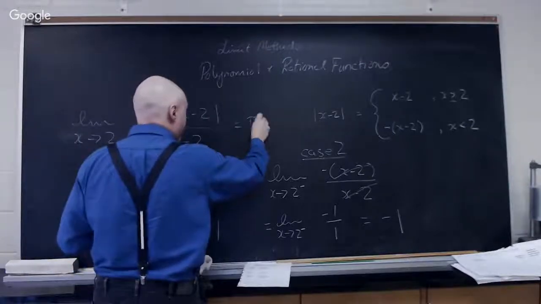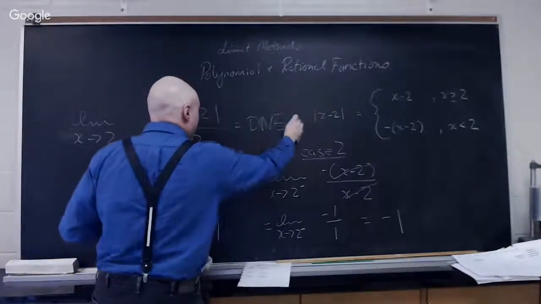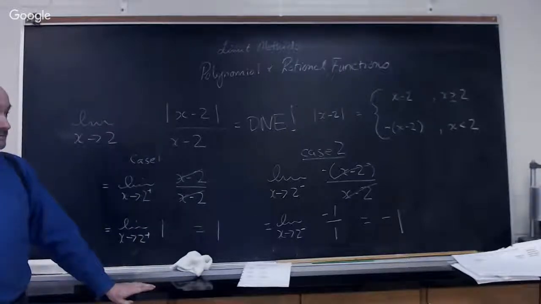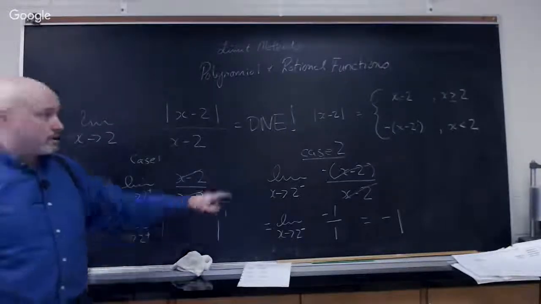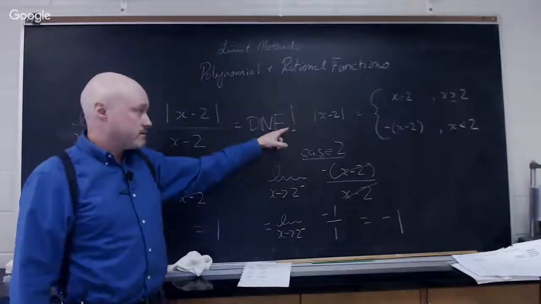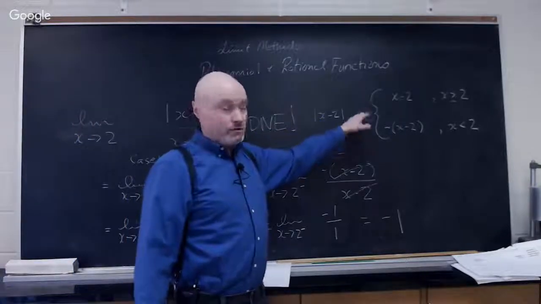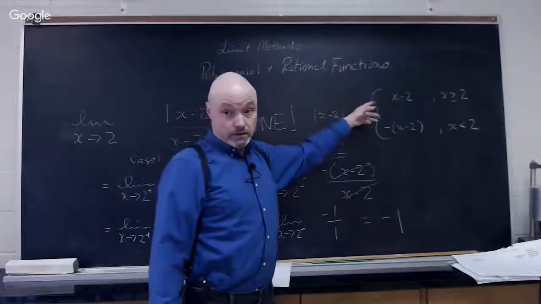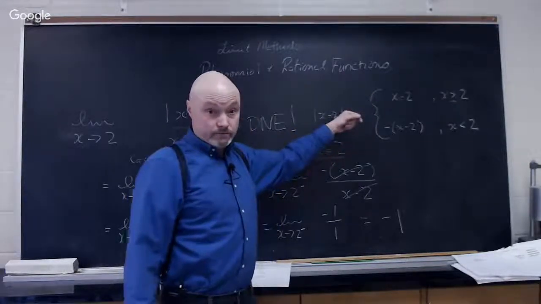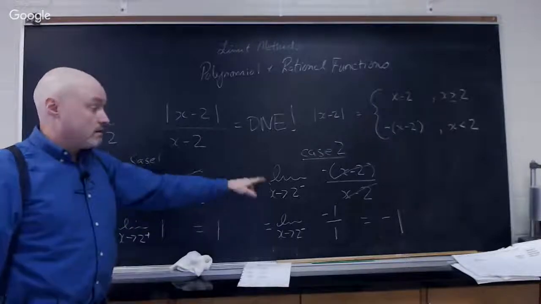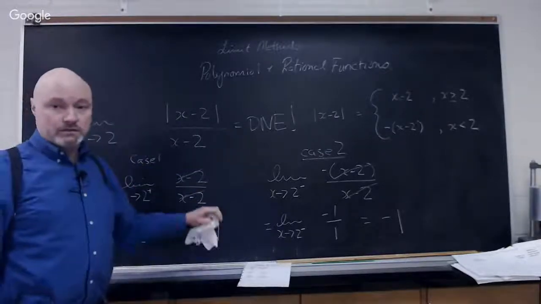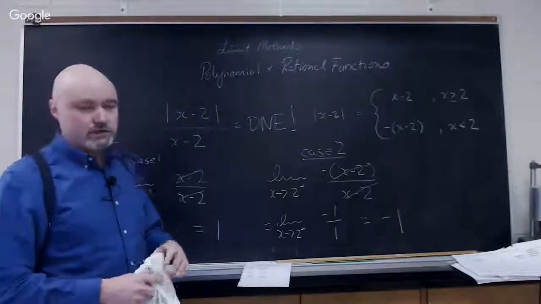Okay, so there we go. Does not exist. So once again, it's a matter of breaking it up into these two cases, recognizing that you can write an absolute value function in this piecewise format, and then noticing that there's a jump discontinuity right at the location of this limit. So that's the absolute value function.